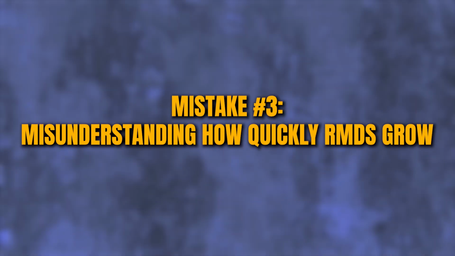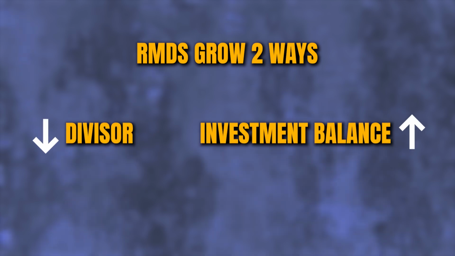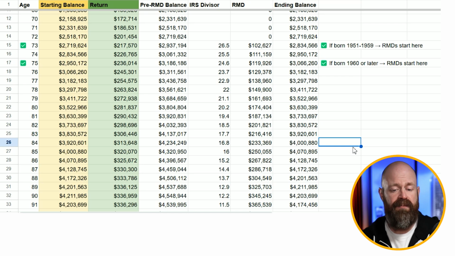Mistake number 3 I see people make is they misunderstand how quickly your RMDs can grow. So your RMD really grows in 2 ways. Your divisor goes down and your investment account balance goes up. RMDs are based on the year-end values of December 31st of the previous year. And while your divisor starts relatively high, it goes down with age, which drives up the amount that we have to take out every year. So we're going backwards two ways. Our divisor is going down, and in theory, our investment account balance is going up. I'll show you what it means in the sheet here.